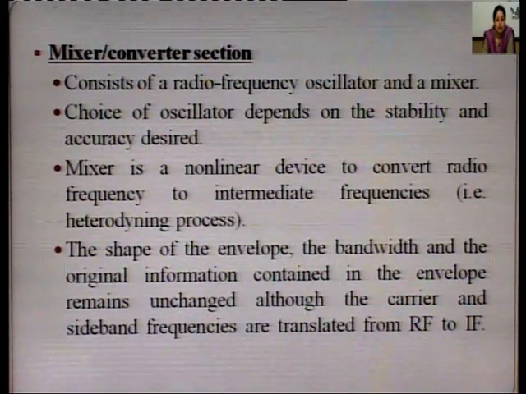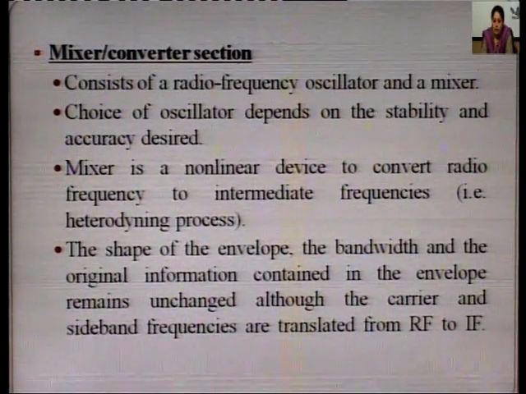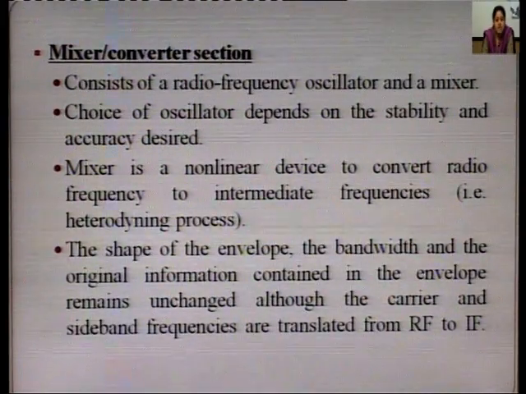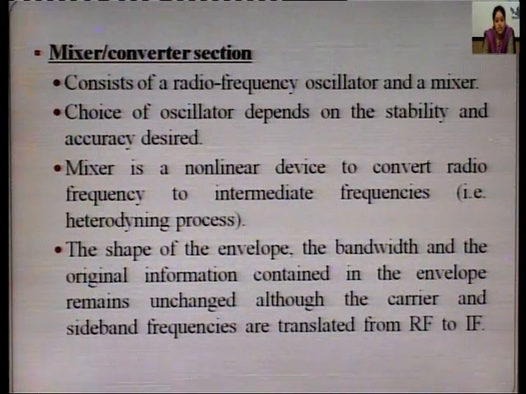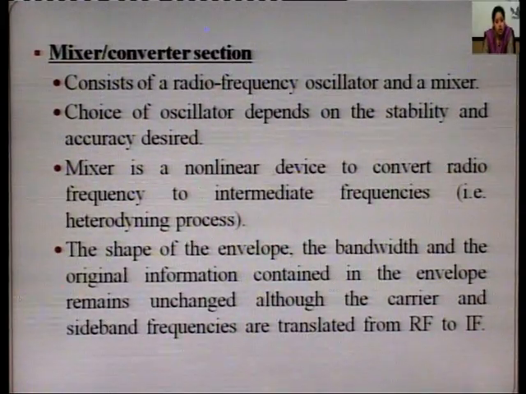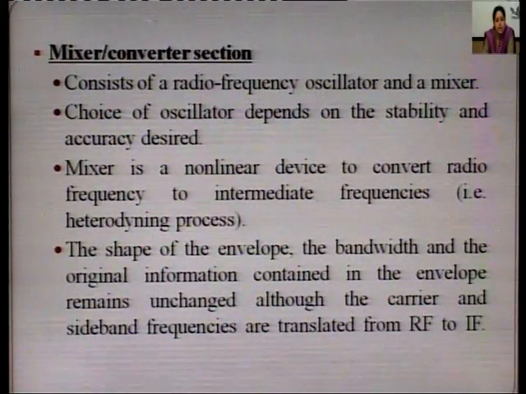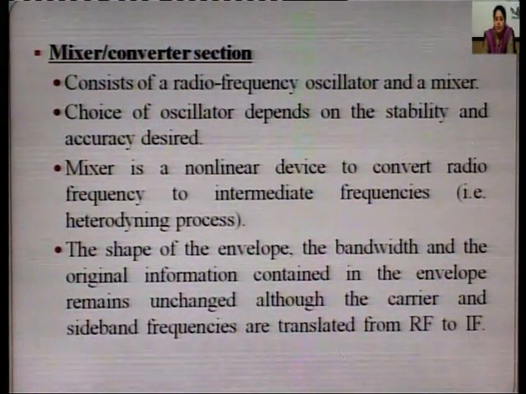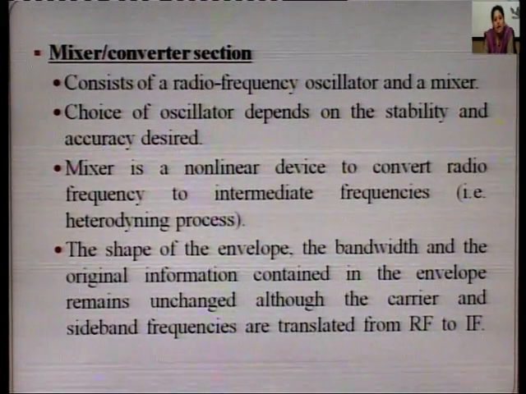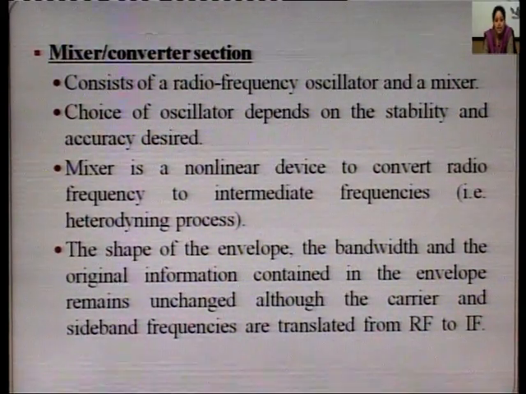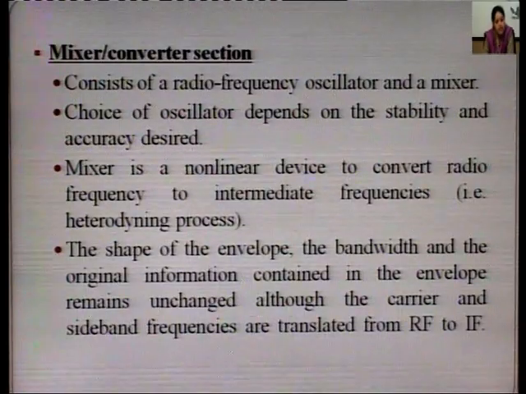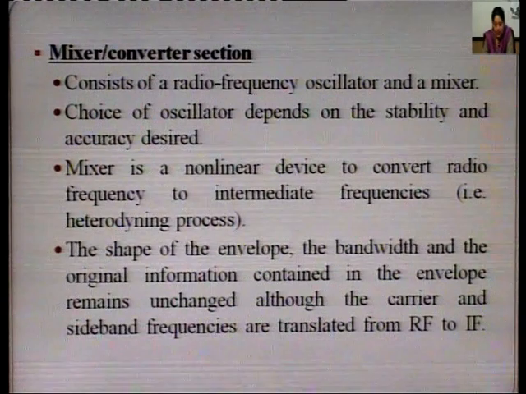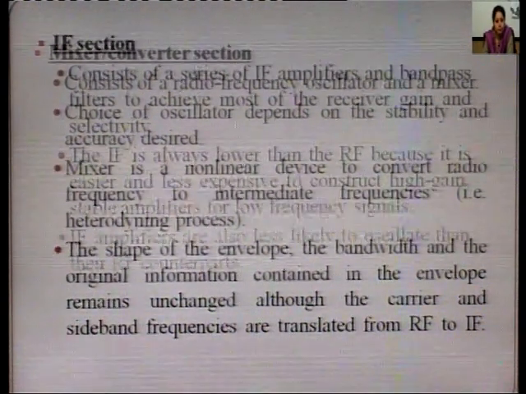Now this point has to be understood very clearly: the shape of the envelope, the bandwidth and the original information contained in the envelope do not change, they remain unchanged. Although the carrier and the sideband frequencies are translated from radio frequency to intermediate frequencies, the envelope, the bandwidth and the information contained in the envelope are not changing. Only the carrier and the sideband frequencies are translated.